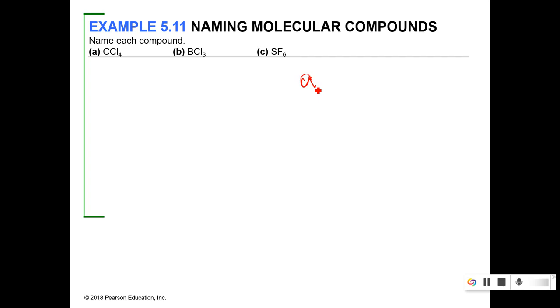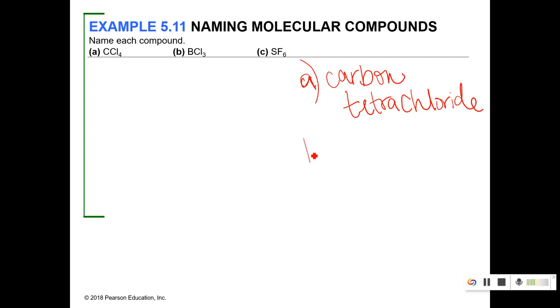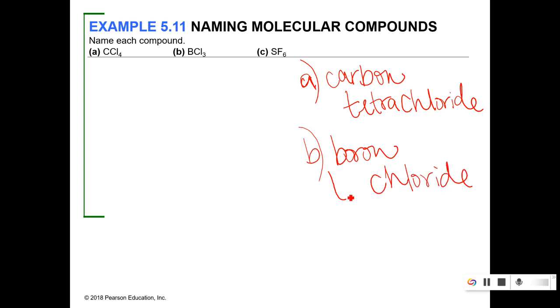So, name these. A, we've got carbon. It's the first one. There's only one. Okay, we've got tetra is 4. And then chloride. Carbon tetrachloride. B, boron. Again, we've got that chloride. And 3 is tri. So, trichloride. C, sulfur. Hexafluoride.